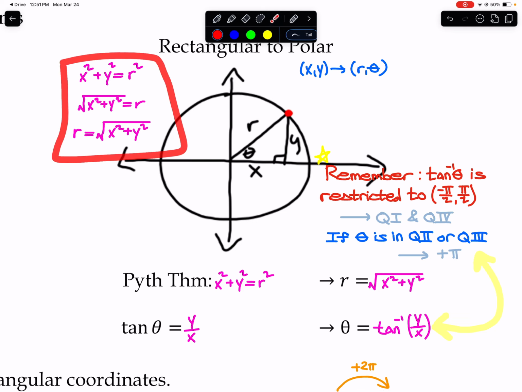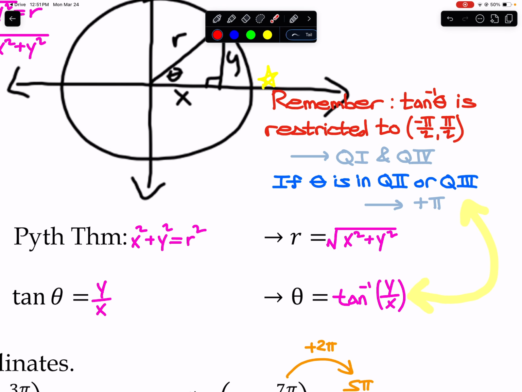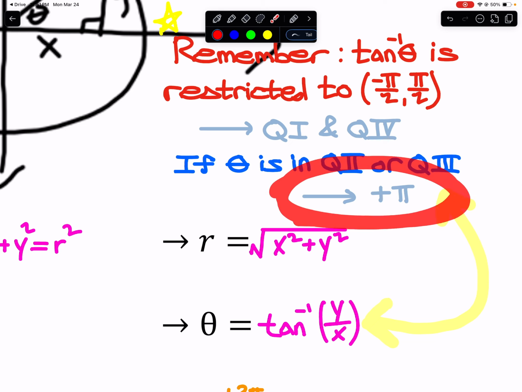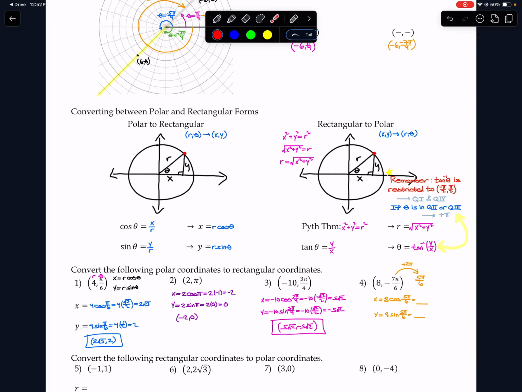It's what we're doing over here. But the angle is where a lot of people tend to get things a little confused. So with inverse tangent, what you have to remember is that we are restricted to negative pi over 2 to positive pi over 2. So if your angle happens to fall in quadrant 2 or quadrant 3, you are going to have to add pi to that angle to put it in the right quadrant. So just keep that in mind.